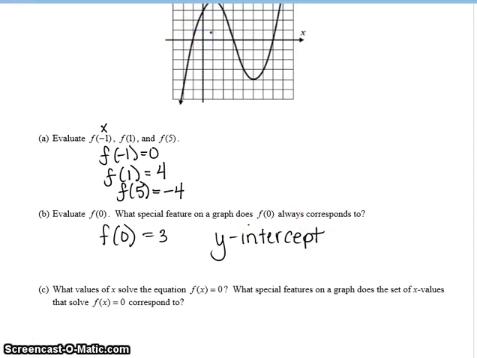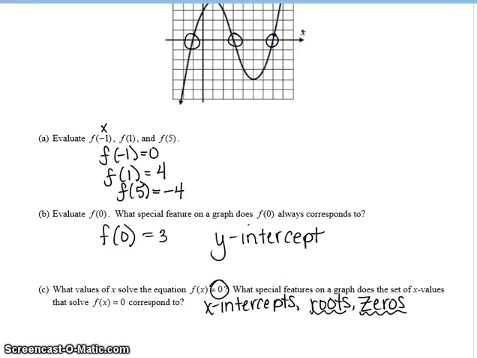What values of x solve the equation? So basically this is saying when is the y 0? Okay. When is your y going to be 0? Well, that's your x-intercepts. Okay, we really don't call them x-intercepts. We call them roots or zeros. You're going to hear us call them zeros a ton and roots. Okay, so there's 3. There's at negative 1, positive 3, and positive 7. So it's where it's crossing over the x-axis. Okay, so x is going to be equal to negative 1, 3, and 7.